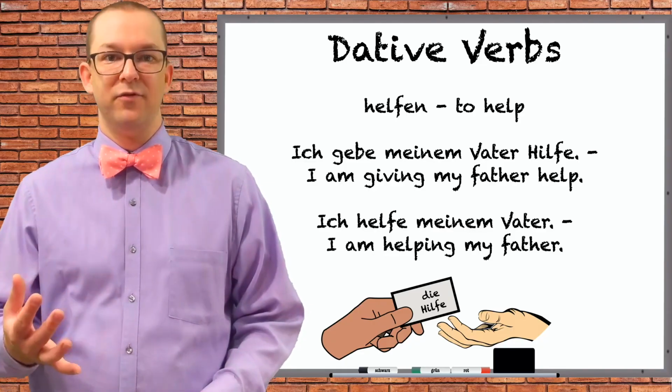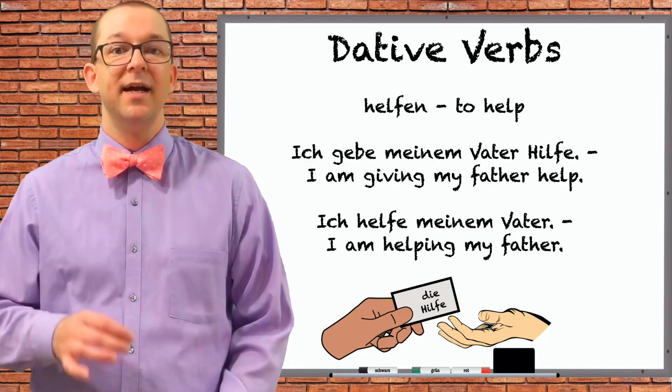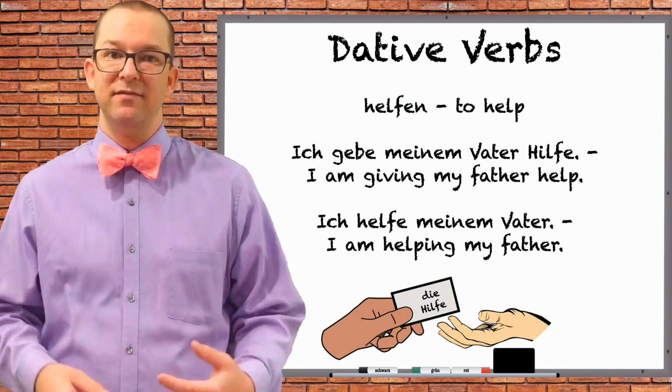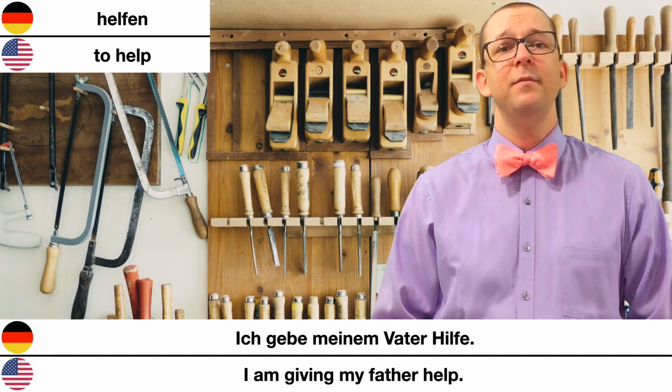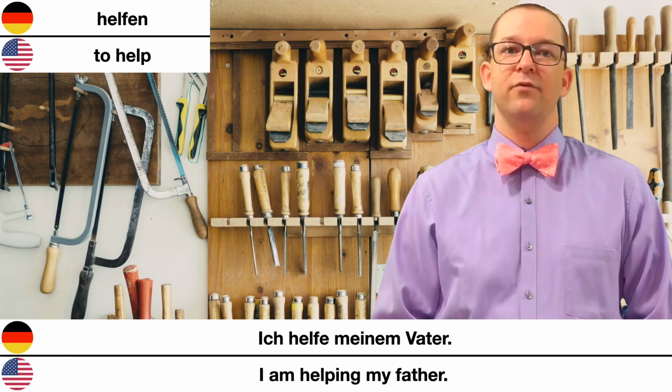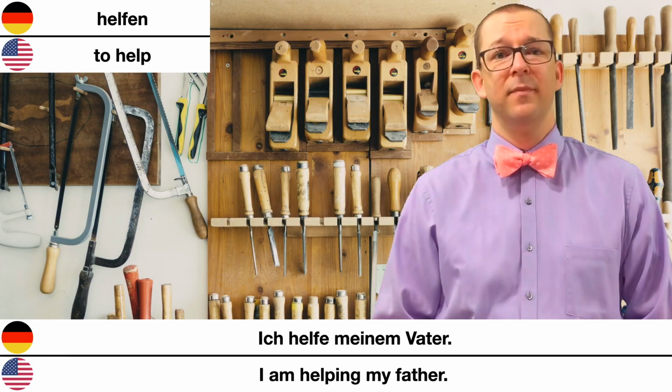With the verb helfen, you are giving someone help. Again, the person is then used in the dative case. Ich gebe meinem Vater Hilfe. I am giving my father help. Ich helfe meinem Vater. I am helping my father.